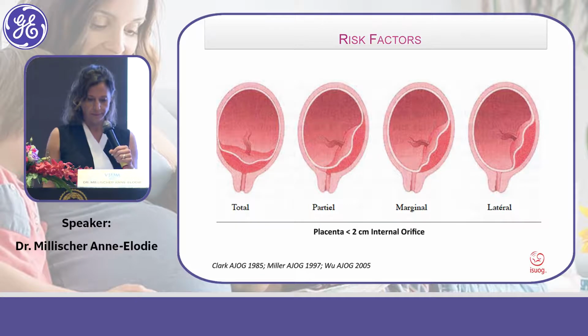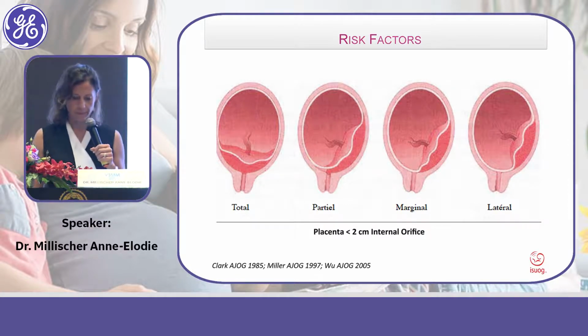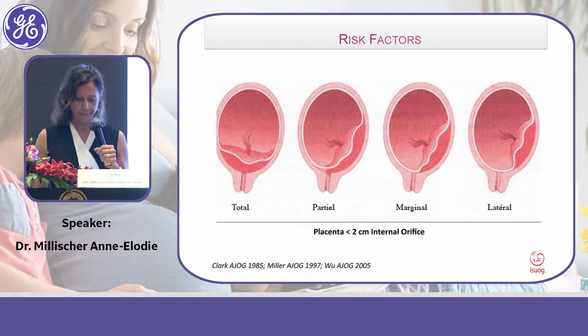Nó có thể là nhau tiền đạo bám một phần thôi, hoặc là nhau bám mép, hoặc là nhau bám thấp thôi. Nhưng mà cái định nghĩa nhau tiền đạo là khi mà nó bám nhỏ hơn 2 cm tính từ lỗ trong của tử cung.